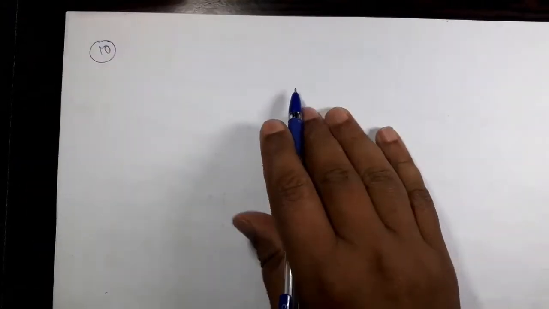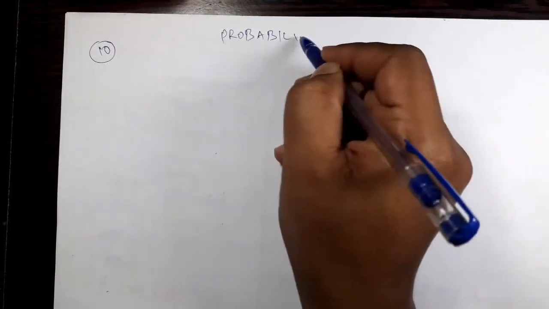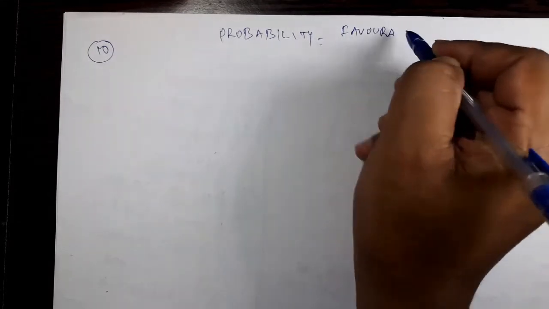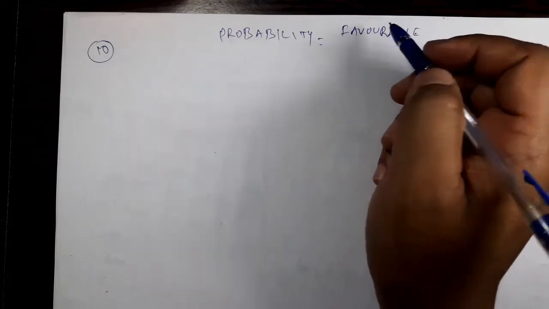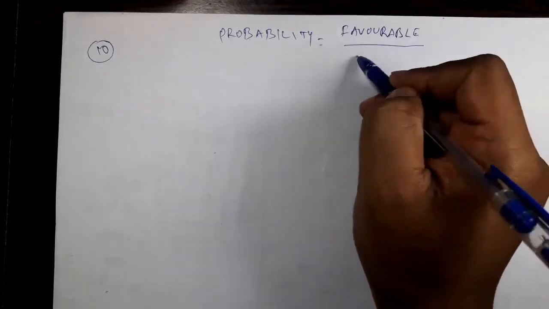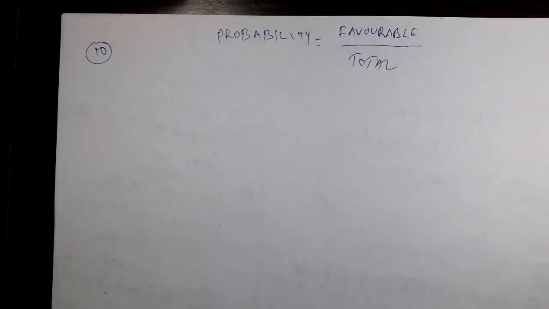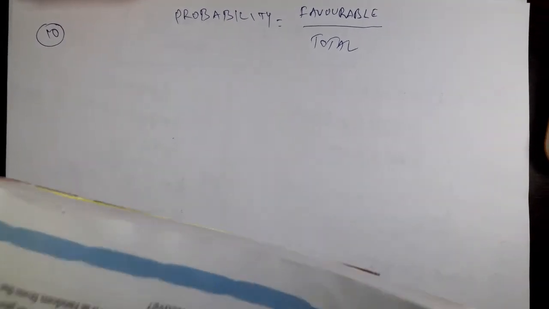Now, question number 10. Tell me, what is the formula for probability? Probability is favorable divided by total. Favorable by total. Yes.